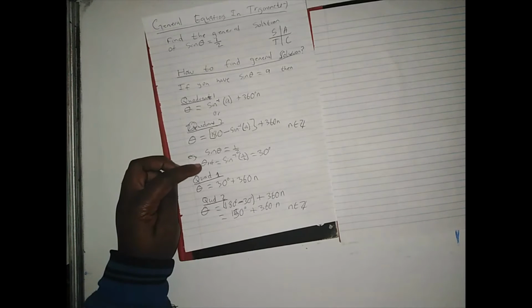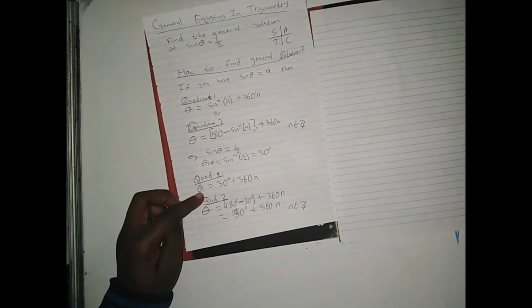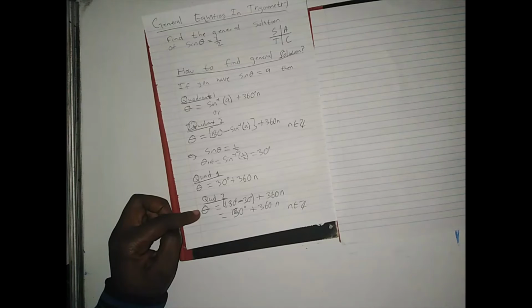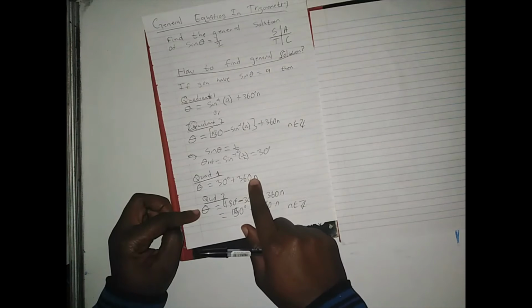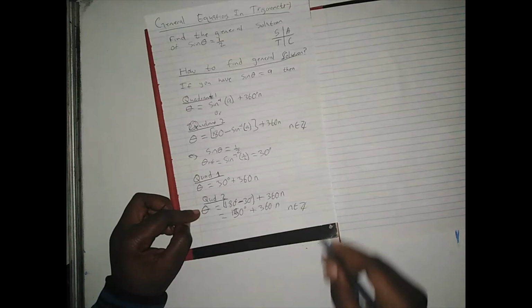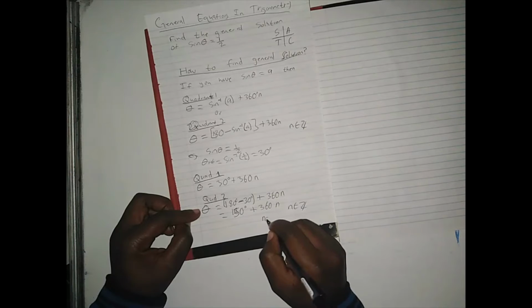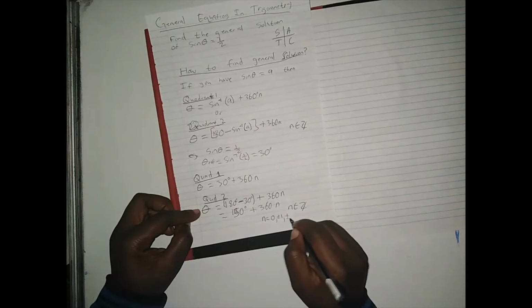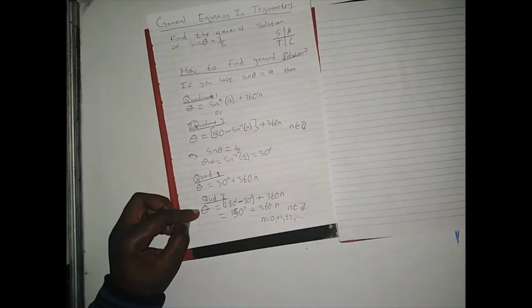So what do these solutions mean? It means that some of the solutions will be generated by this one, some of the solutions will be generated by this one. So they say here n is an element of integers. What are integers? Integers is 0, it's 1, it's minus 1, it's 2, it's minus 2, and so on and so on. All right, so n is equal to 0, and then plus or minus 1, plus or minus 2, and so on and so forth.